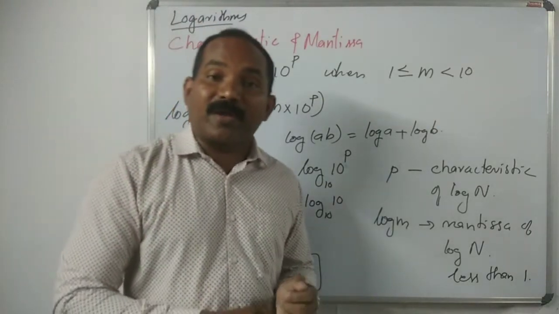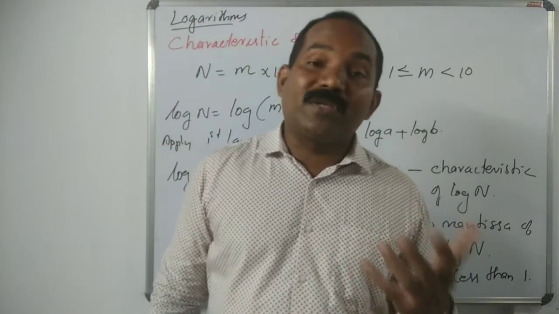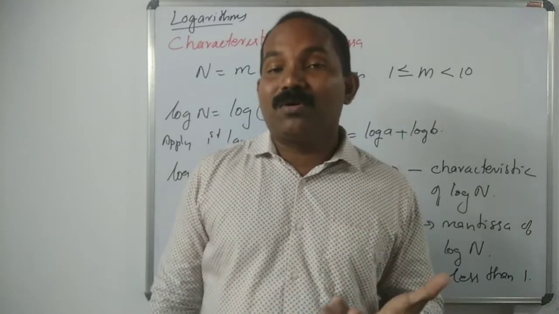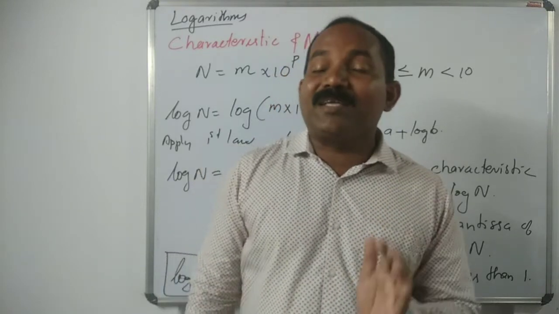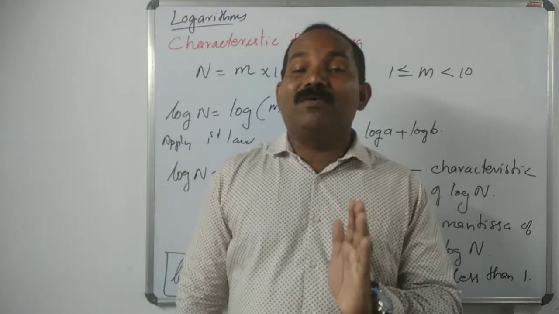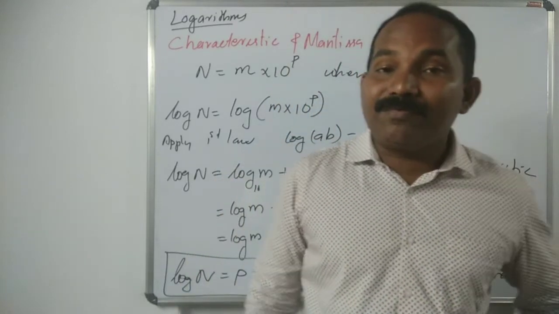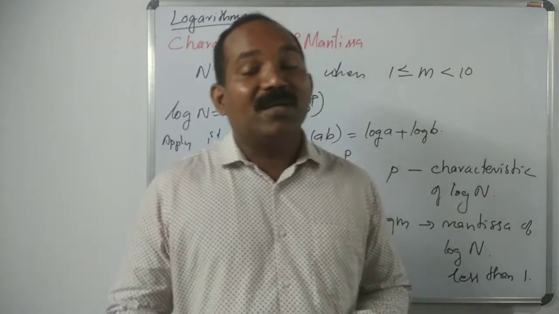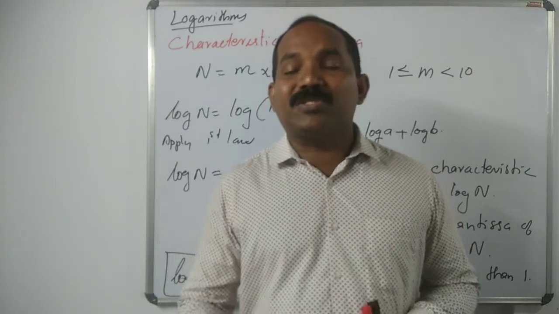Another important point is the value of the characteristic is positive, negative or even zero. But the value of the mantissa is always a positive decimal, less than 1. That is very important. Keep it in your mind. The characteristic is positive, negative or 0, but the mantissa is always positive and less than 1.